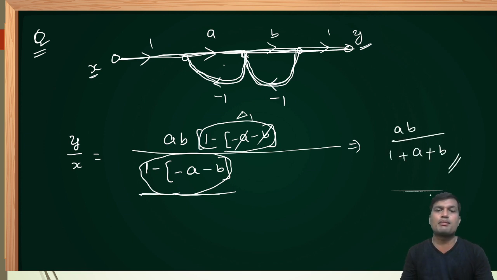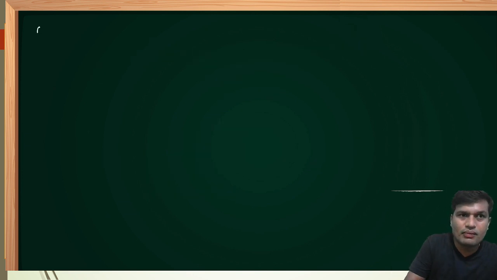There is only one step. If you calculate more questions, slowly you will understand all these things. Is it okay? Now let's move to another question. This is the signal flow graph.